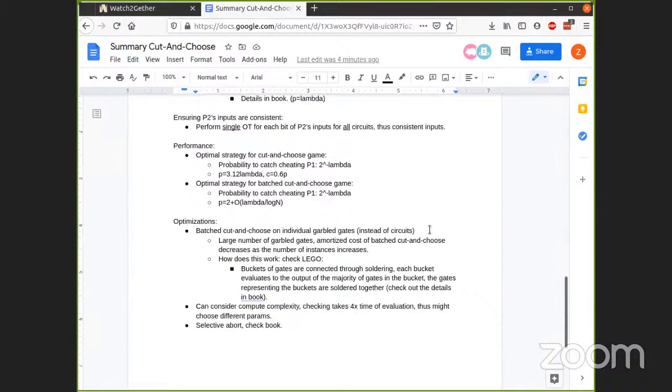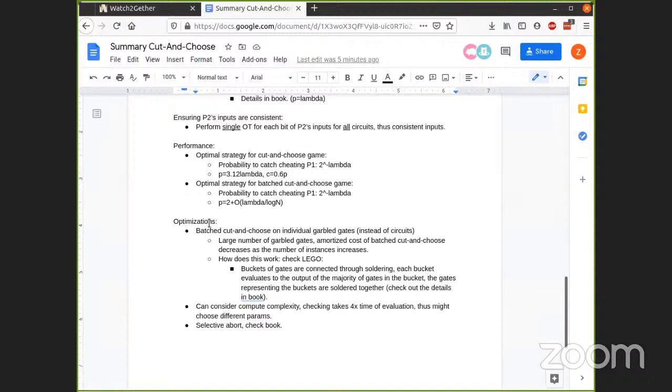But there's another thing in the book that's quite interesting. It's continuing with the batched cut and choose. So I think this is similar to what we had last week, or whenever. Well, instead of doing cut and choose on circuits, you can do it on gates.